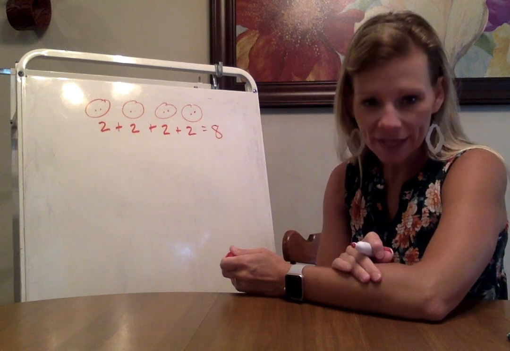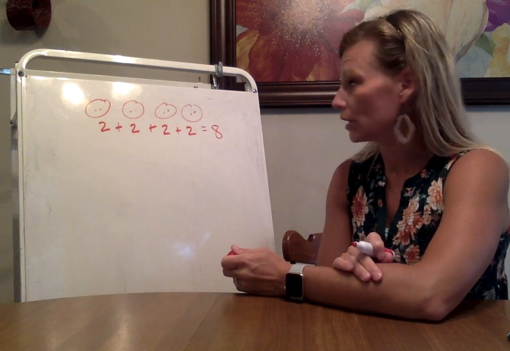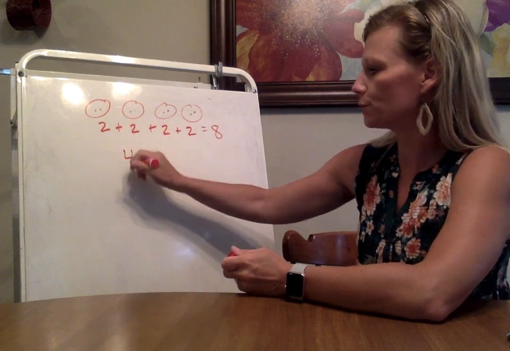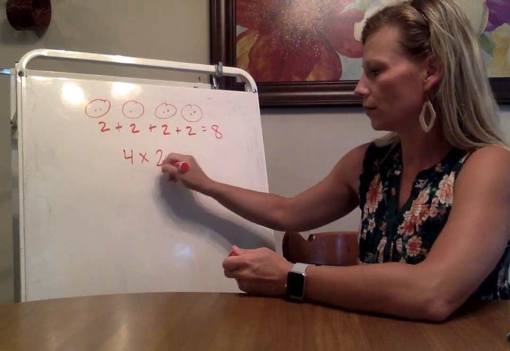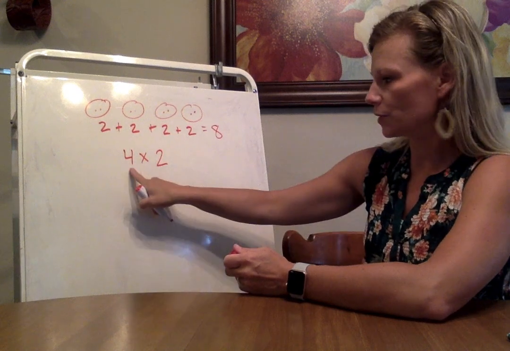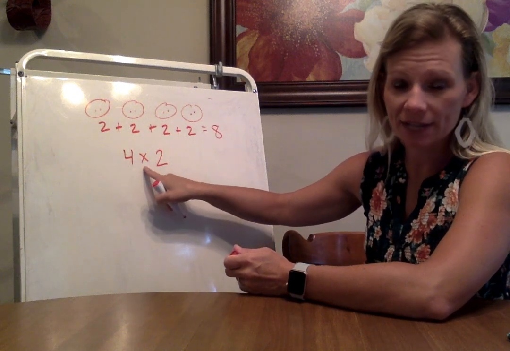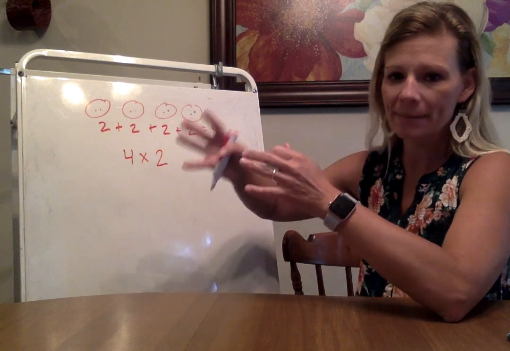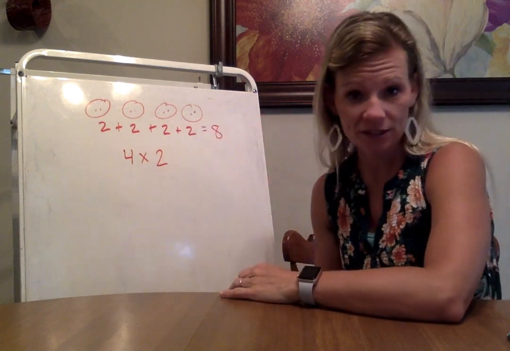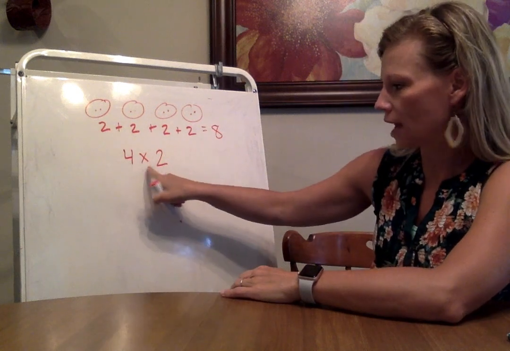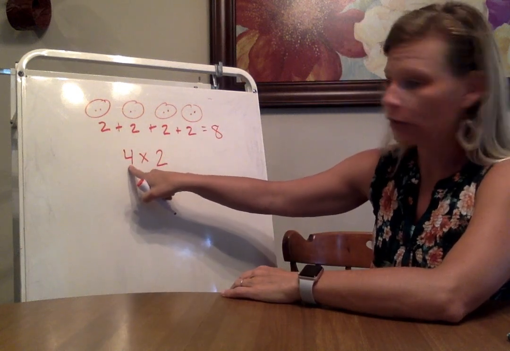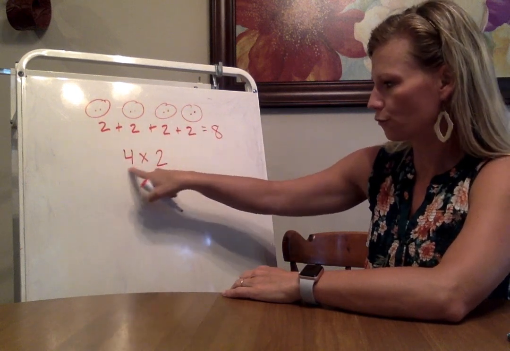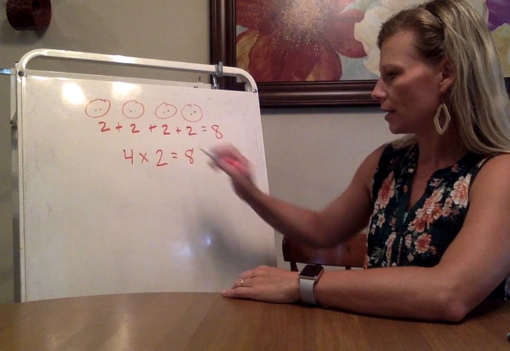Well, in multiplication, when we look at this, we're basically looking at the groups. So 4 groups of 2. So in multiplication, this symbol right here, this X, stands for groups of. And so I'm adding that many groups that many times. That's another reason it's called times. So 4 times 2 is the same as 4 groups of 2. So I have 4 groups with 2 in each group. So 4 times 2 is 8.